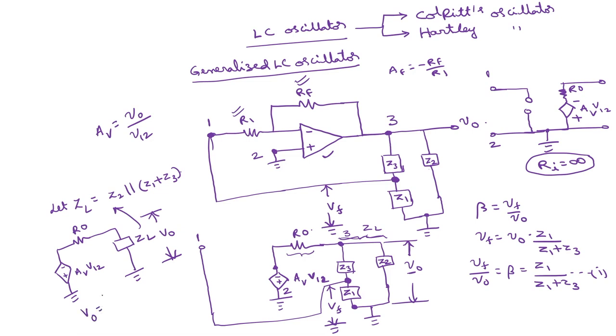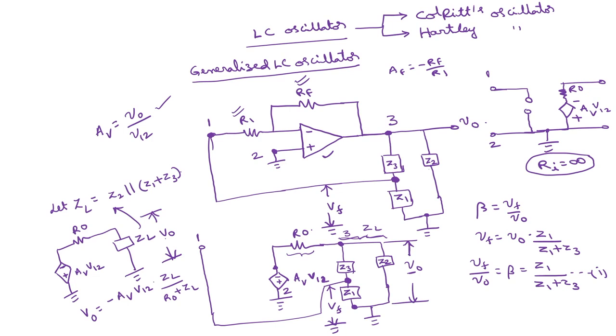So, what is V0 equal to? This is minus, and because plus is grounded, this is of opposite polarity, minus AV into V12, and we are taking the output across ZL, means ZL by R0 plus ZL. Okay. So, if I substitute this ZL also here, A becomes, if I call this overall gain as A, V0 is the output voltage, V12 is the input voltage. So, V0 by V12 will be your A, that is equal to minus AV times ZL by R0 plus ZL.